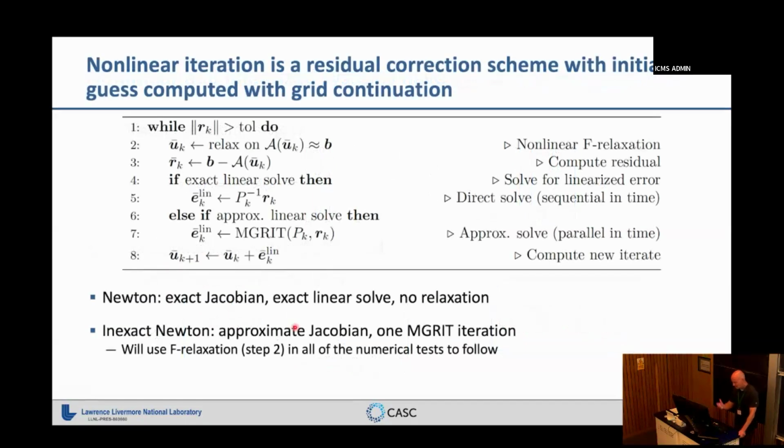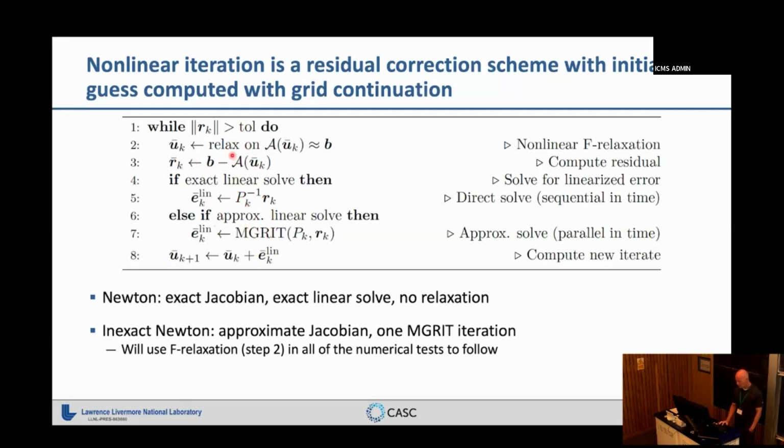This is pseudocode for the algorithm. Ignore that step 2 for a minute. You compute a residual, and then we have 2 things we'll consider: computing the preconditioner exactly, or doing it inexactly by doing 1 V cycle of this linear modified semi-Lagrangian method. Okay.